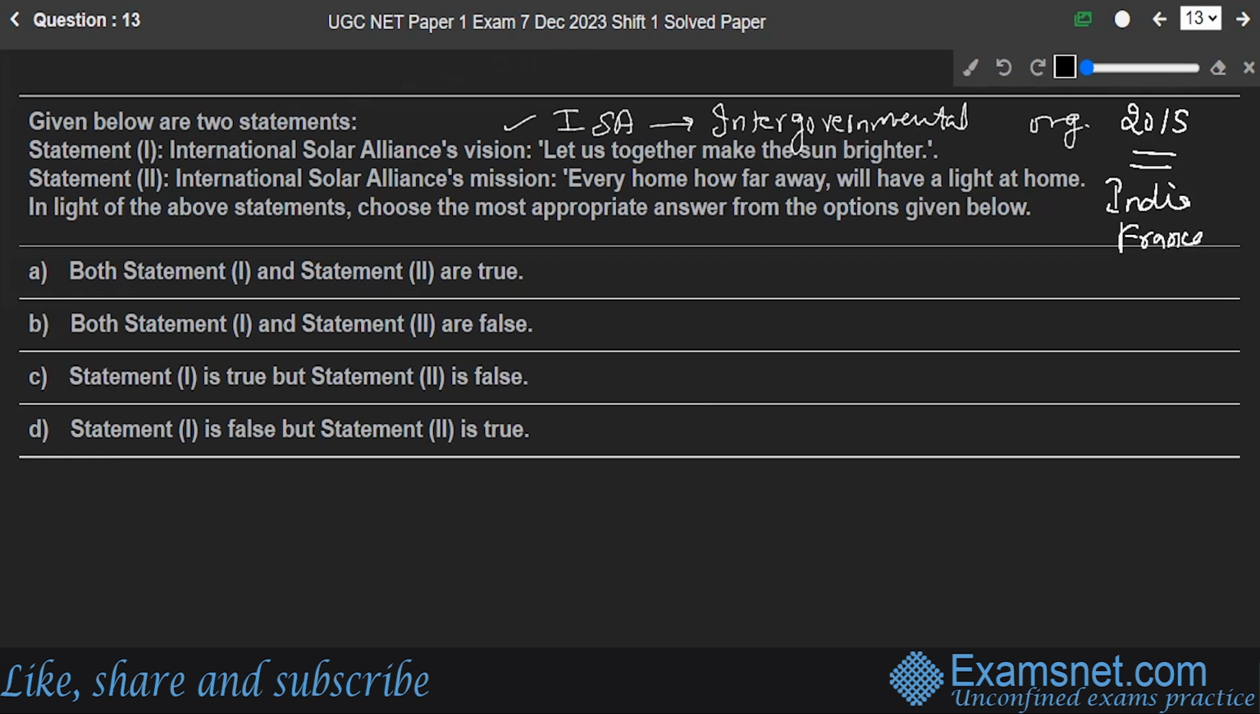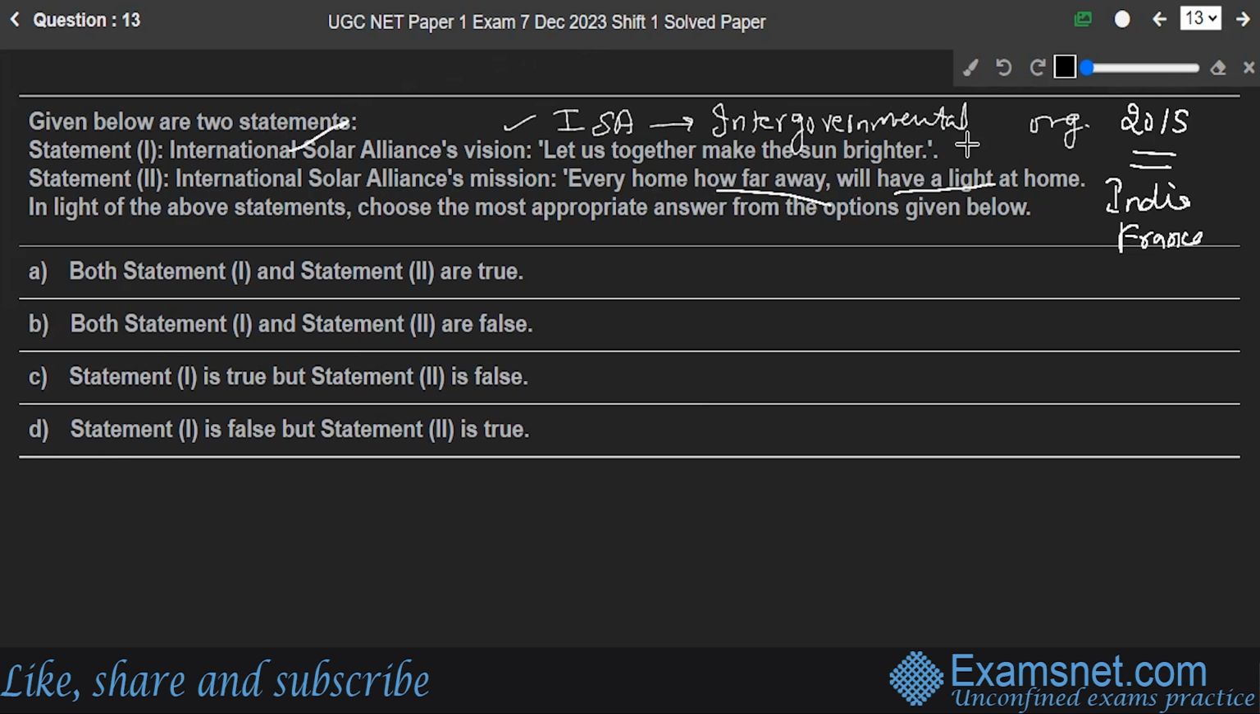The ISA's vision is to promote the use of solar energy around the world. So this is correct. Second one, International Solar Alliance, ISA mission: every home, however far away, will have a light at home. This is also right. This is the mission of ISA.